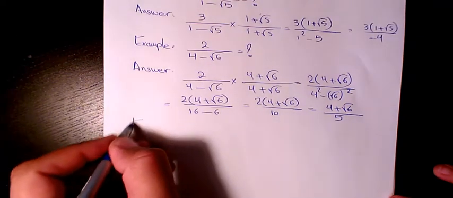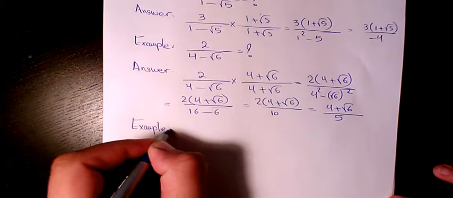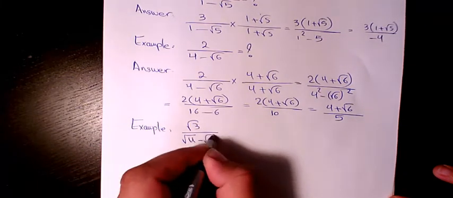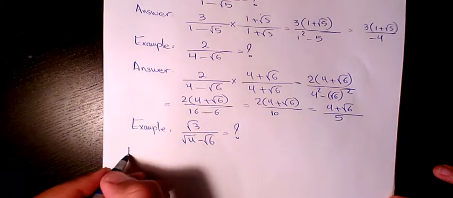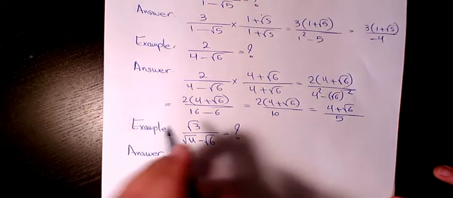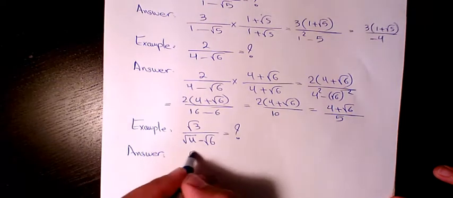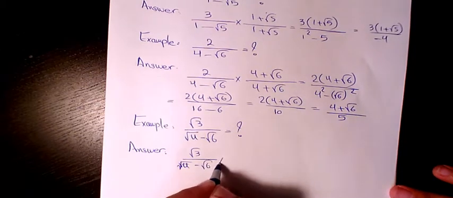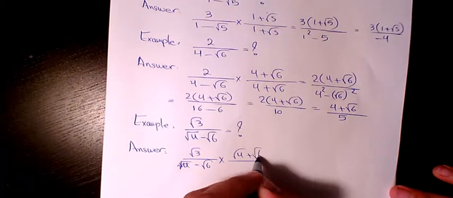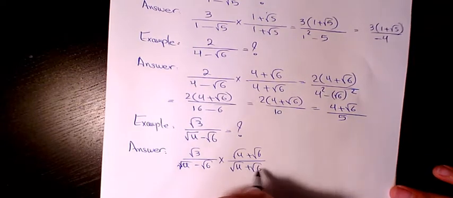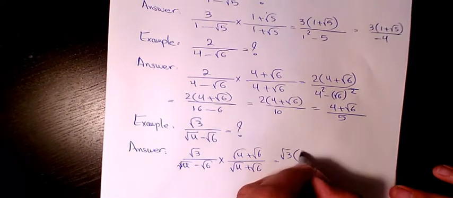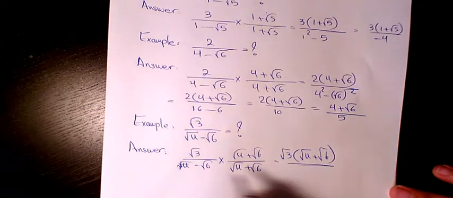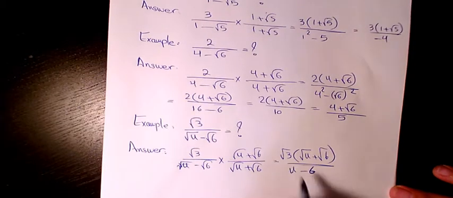Next example. We have root 3 divided by root u minus root 6. The answer is we need to multiply by the conjugate of the denominator. Root 3 divided by root u minus root 6 times root u plus root 6 divided by root u plus root 6. So that will be root 3 times root u plus root 6 divided by u minus 6.